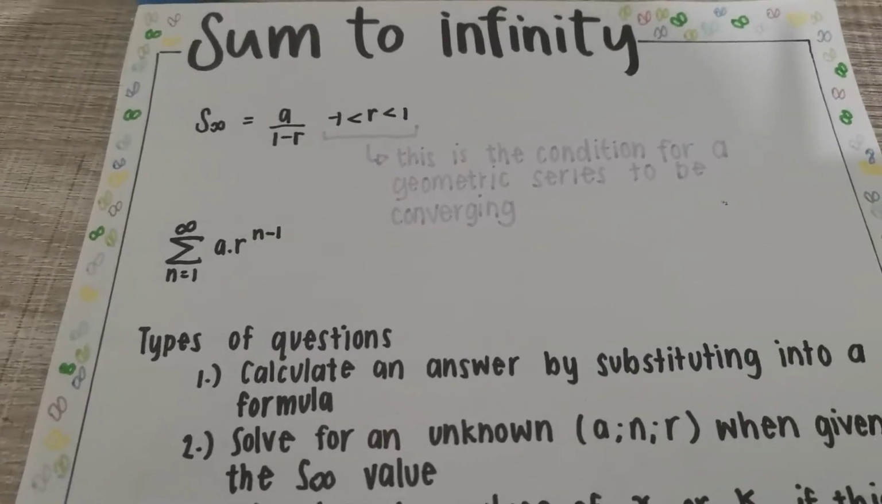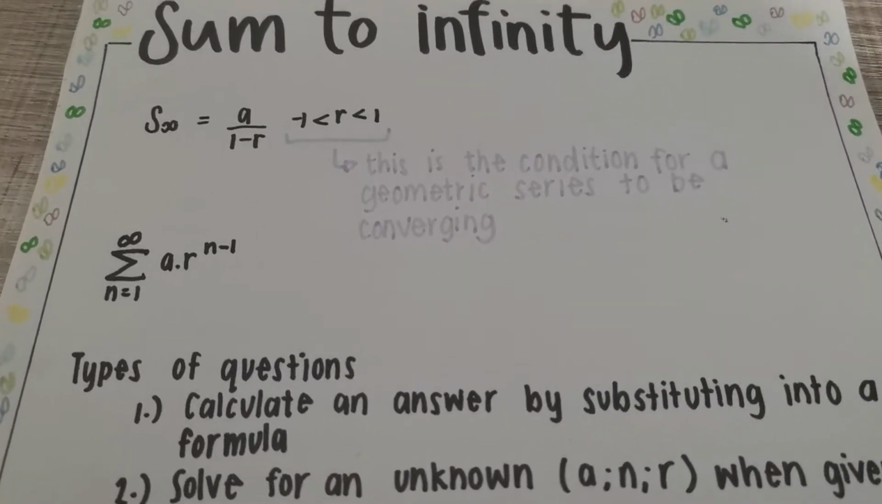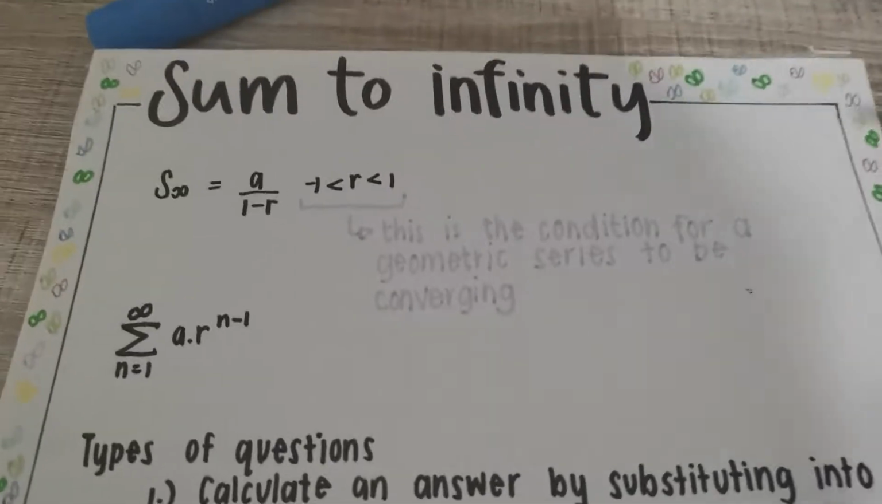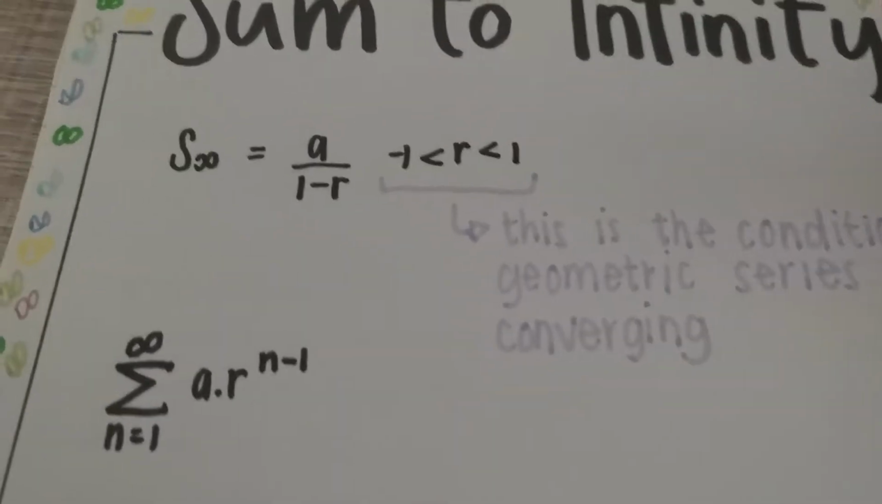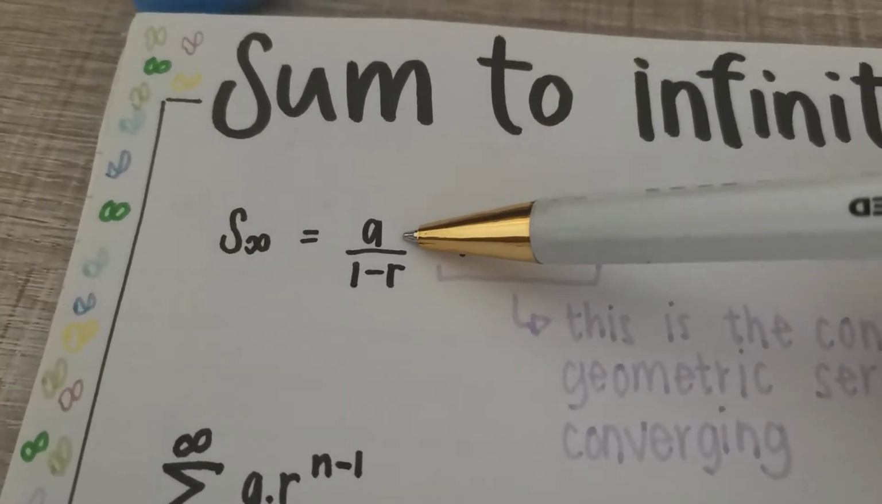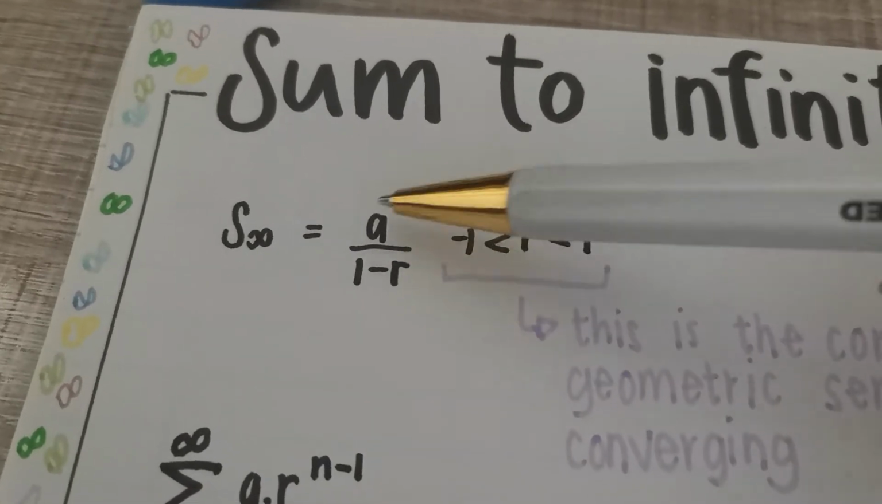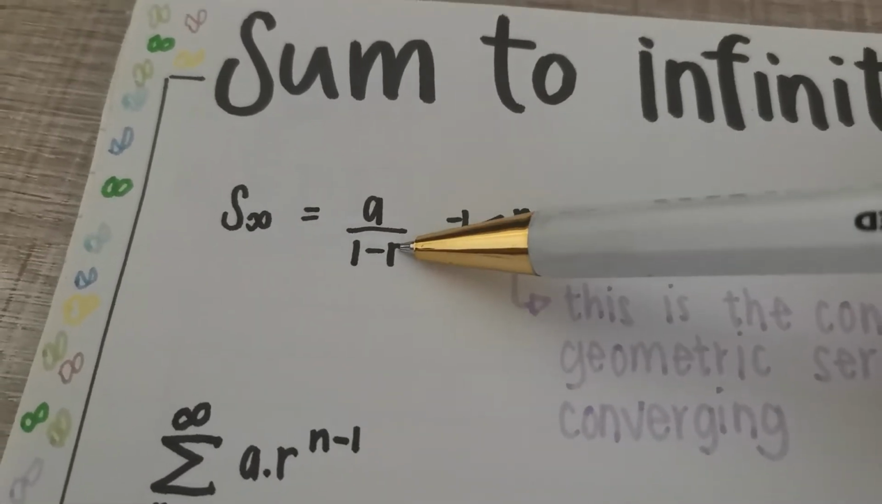Hi, Grade 12s. Okay, so quick summary of sum to infinity. Basically, what you should know is this is the formula that you're going to use. This formula is available, or is typed out, on your formula sheet.